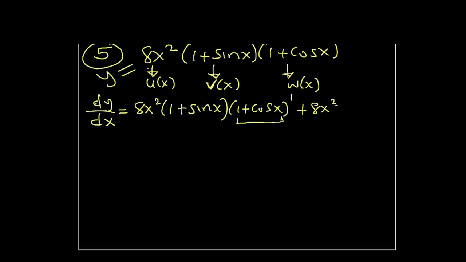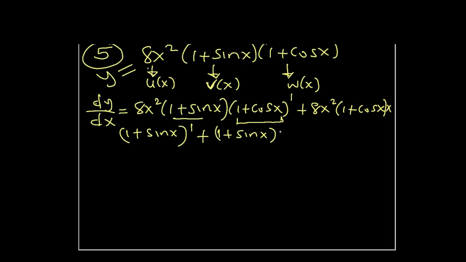Differentiate 8x squared times 1 plus cos x, and then times the derivative of, now differentiate the second one here. That's times 1 plus sin x. Then finally plus. There is one you have not done now. You have not differentiated 8x squared at all. So this one will be kept as a constant. The second and the third one kept as constant, and they will now differentiate 8x squared. So you can use prime for that.